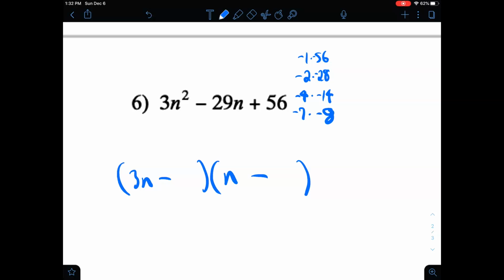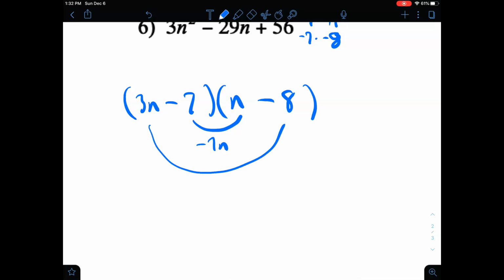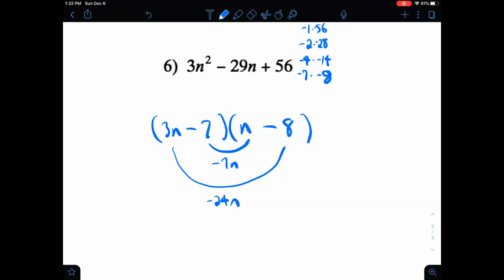Let's try negative 7 and negative 8. Let's put negative 7 right here and negative 8 right here. We're just guessing and checking to see what works. So negative 7 times n is negative 7n. 3n times negative 8 is negative 24n. So that's close, but that's going to be negative what? Negative 31n. So that's not the answer we want. So we've got to try something different.